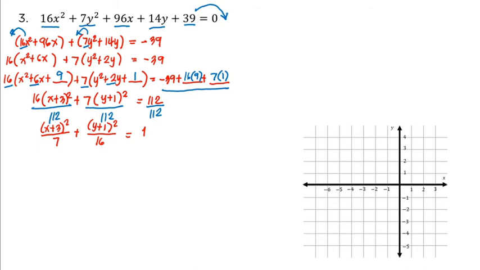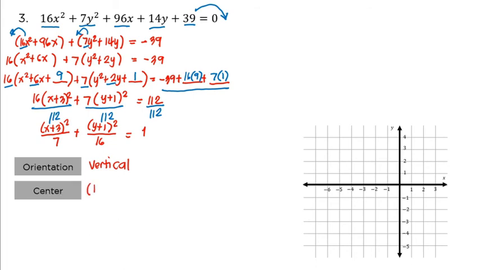And for orientation, since the denominator of y here is greater than the denominator of x, so our orientation will be vertical. So we have a vertical ellipse here. Okay? For the center naman, that is your HK. So HK here is just equal to, you have negative 3 and negative 1. Saan galing yung negative 3 at negative 1? Nandito lang. Yan. Okay?